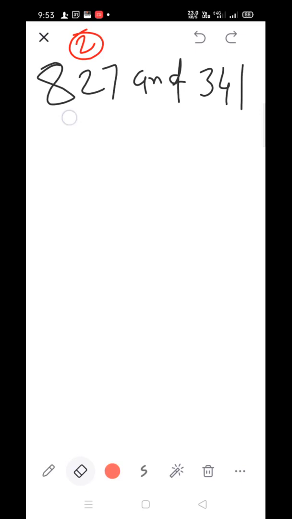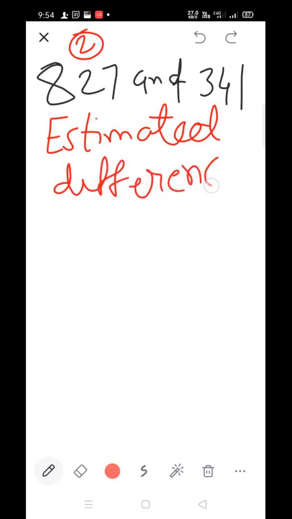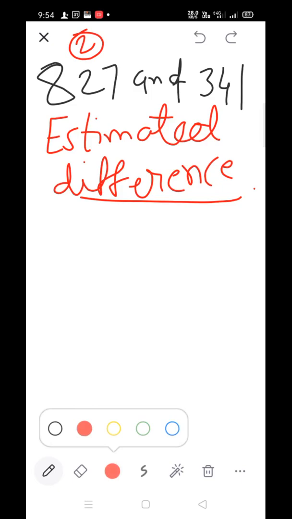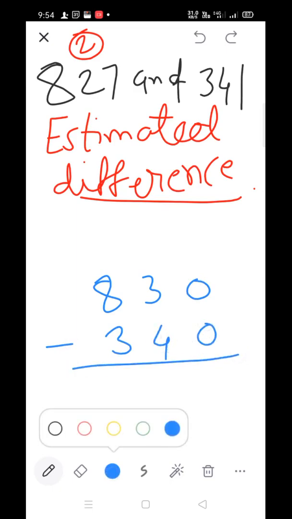So we are going to find the estimated difference. The round off of 827 was 830 and of 341 was 340. Write down the places: ones, tens, hundreds. Start the subtraction. I said that at the start, here we have to do subtraction. In estimated sum what did we do? Addition. In estimated difference we have to do subtraction.